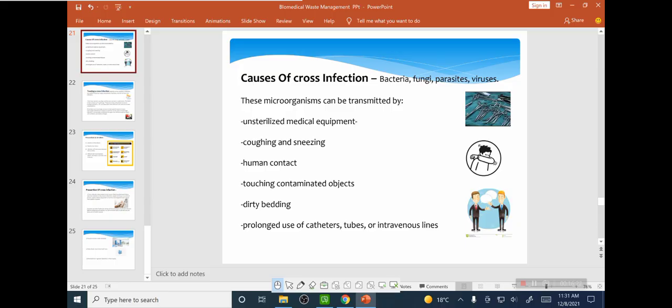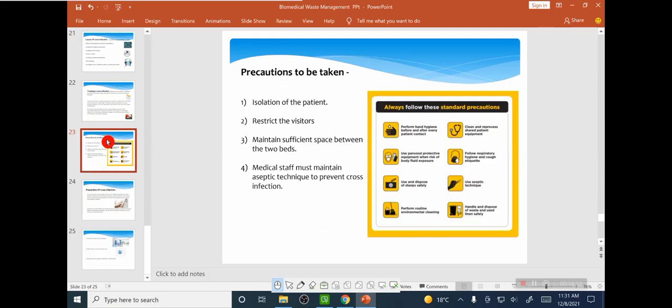And dirty bedding is also one of the causes. And the last one is prolonged use of catheters, tubes and intravenous lines, which are causes of cross infection. And what are the preventions or precautions to be taken while handling the patient?